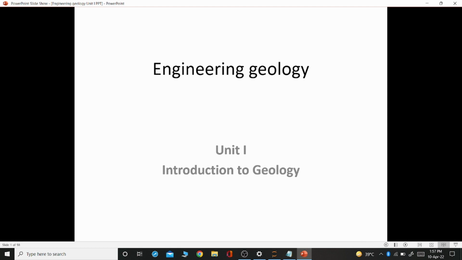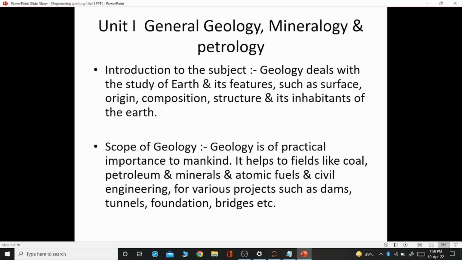So we'll be dealing with the subject engineering geology for second year AC Civil 2019 pattern. Unit 1 is Introduction to Geology: general geology, mineralogy and petrology. In introduction to the subject, geology deals with the study of Earth and its features such as surface, origin, composition, structure and its inhabitants of the Earth.